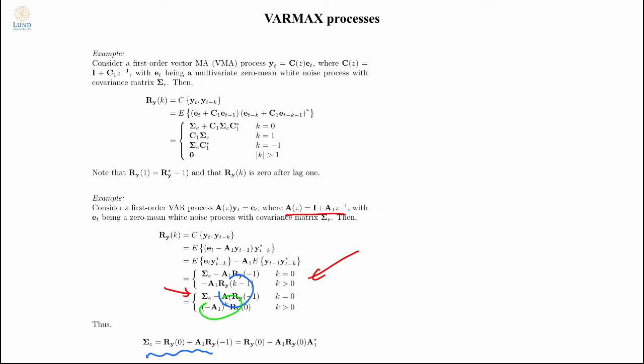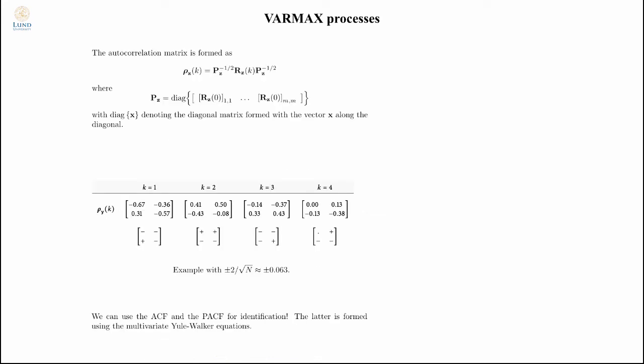Using the second equation, I can replace Ry minus 1 and I'll get this expression here, which is then just a compact way of writing the covariance matrix of the noise, given the A coefficients and the variance of the process. I can form the autocorrelation matrix in a similar way.